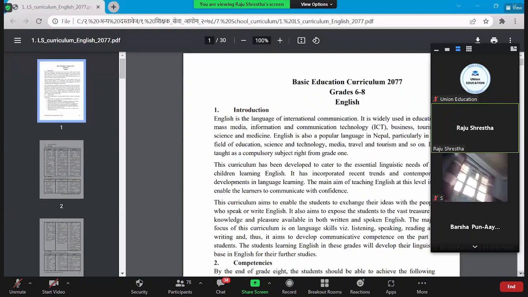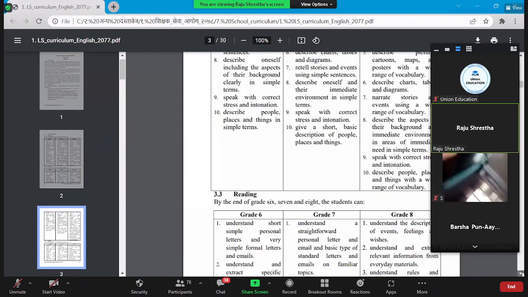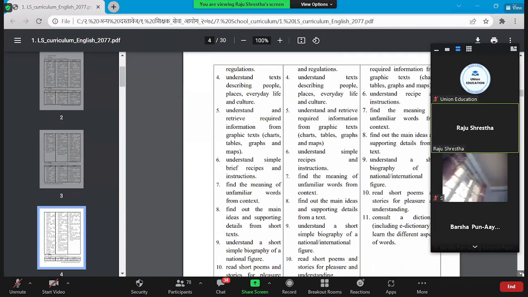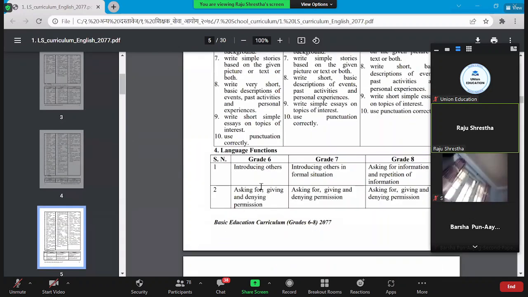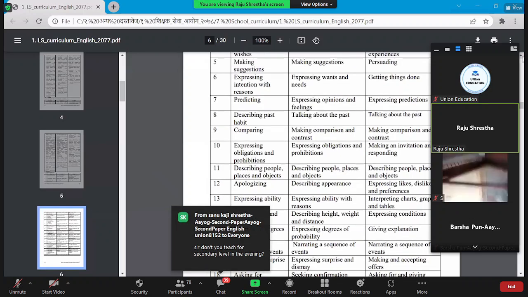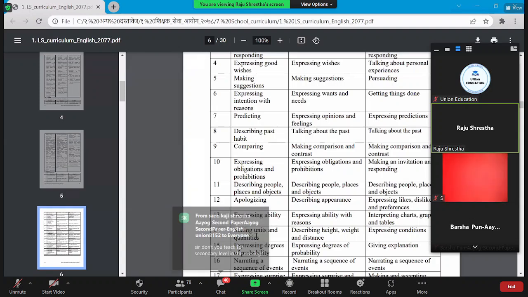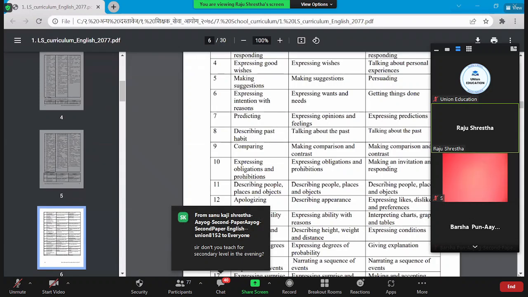Okay, this is the curriculum. Let's check what the structures are. Reading, language making: introducing, asking for, giving, and denying permission. Introducing, making, expressing good wishes, making suggestions, expressing intention with reason, predicting, describing the past, comparing, expressing provision, describing people, apologizing, expressing ability, expressing degree of probability.